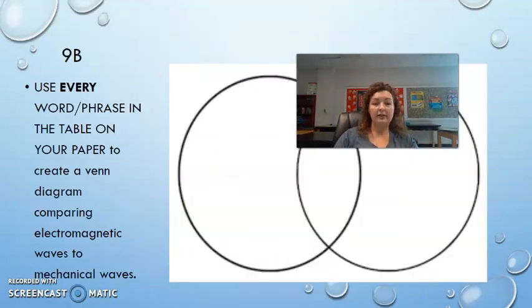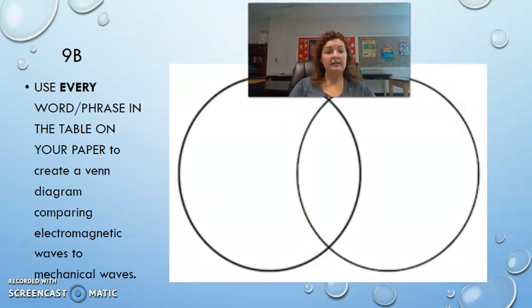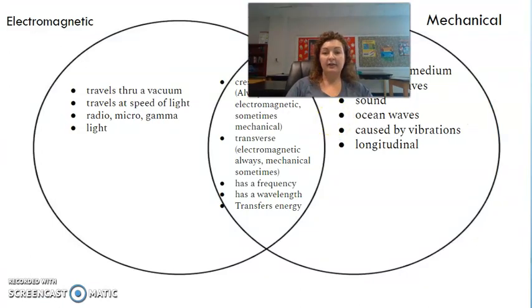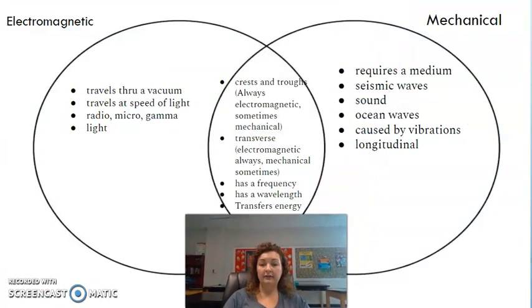Let's go ahead and look at your next thing. Your next thing is to create a Venn diagram on your paper. You have all these words and phrases, and you're asked to make a Venn diagram on electromagnetic versus mechanical waves so you can better compare and contrast them. So what I did is I have put all of those words into these Venn diagrams so we can go over them together. So over here we have our electromagnetic side, and over here we have our mechanical side.